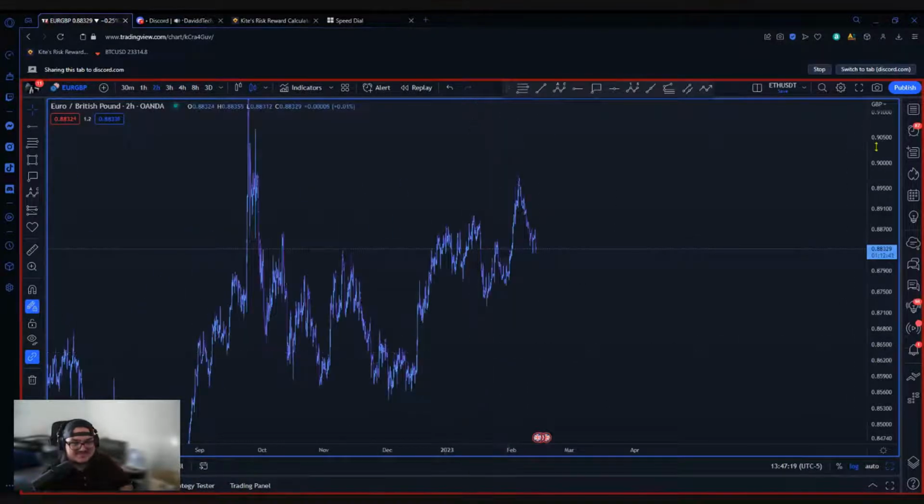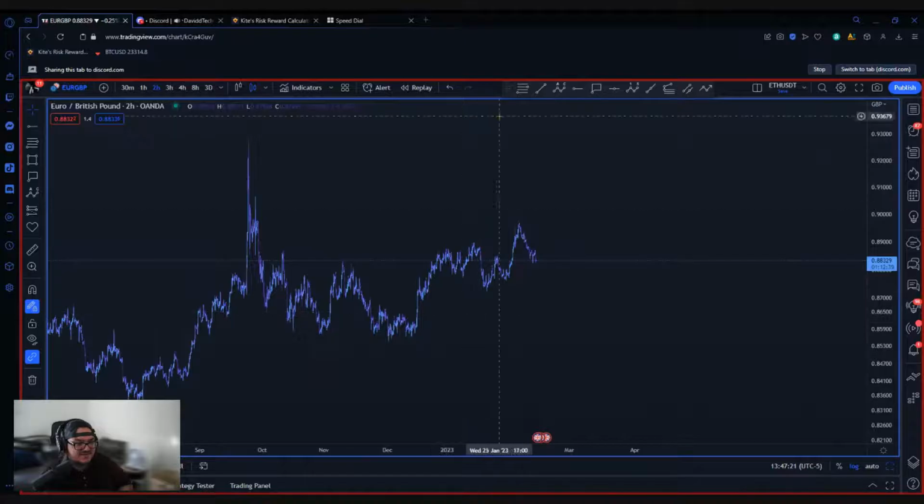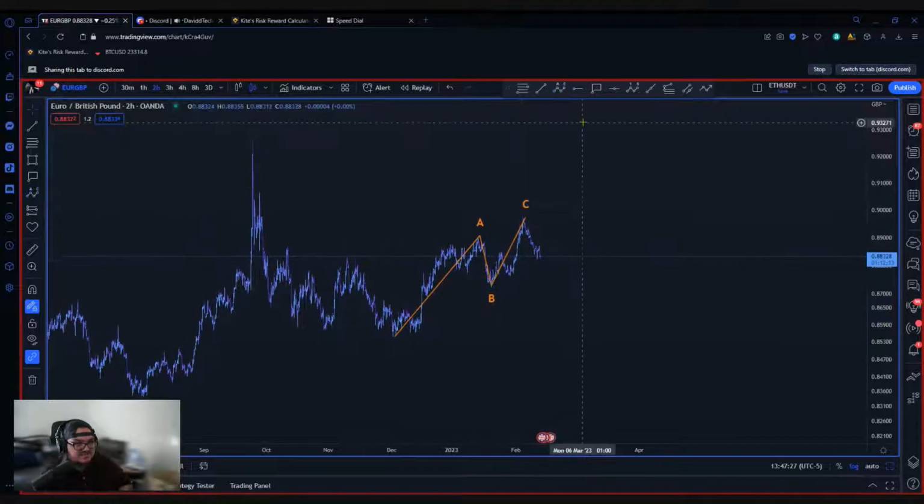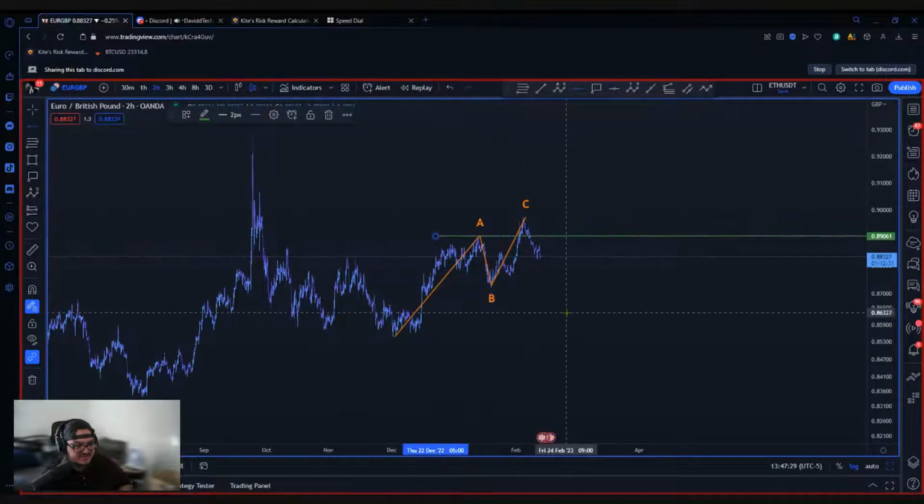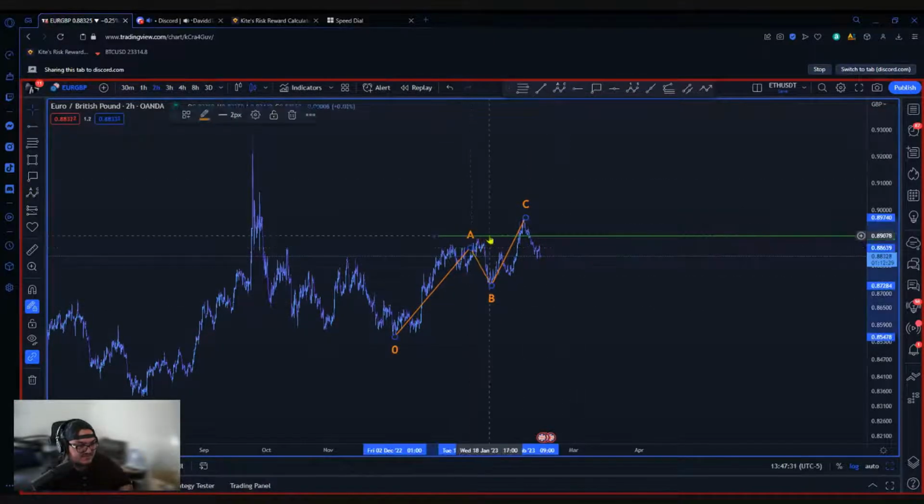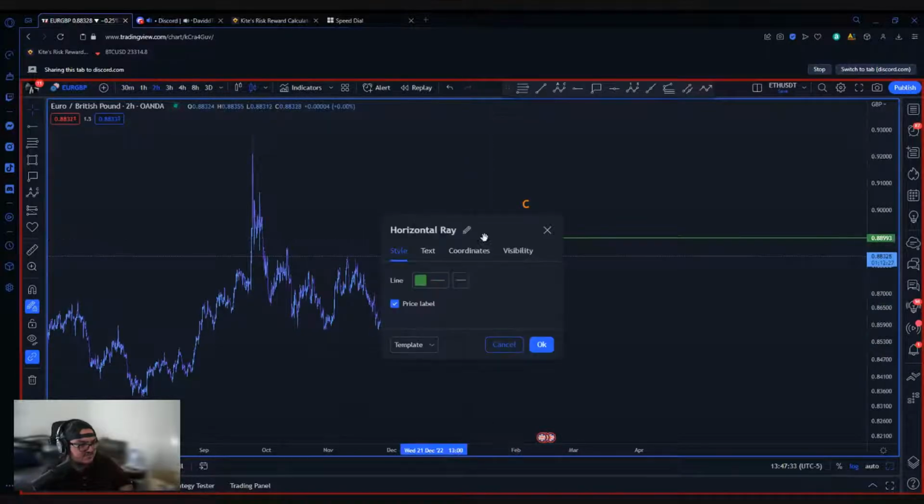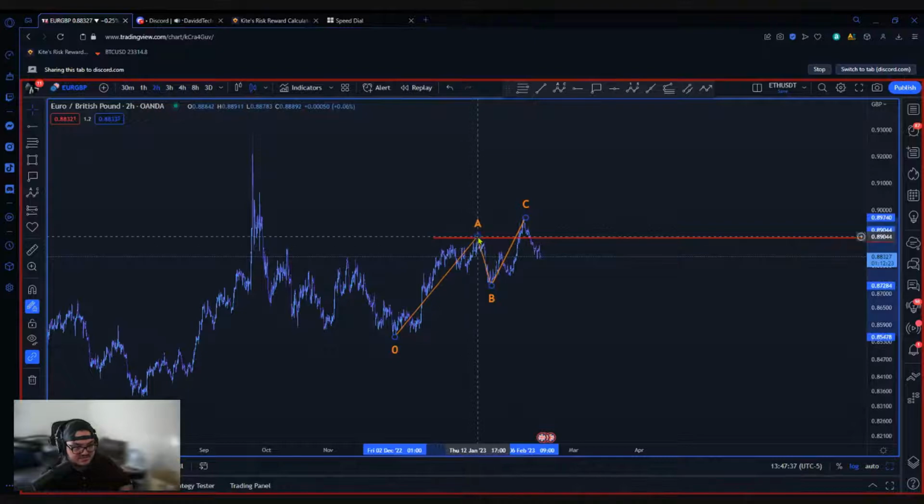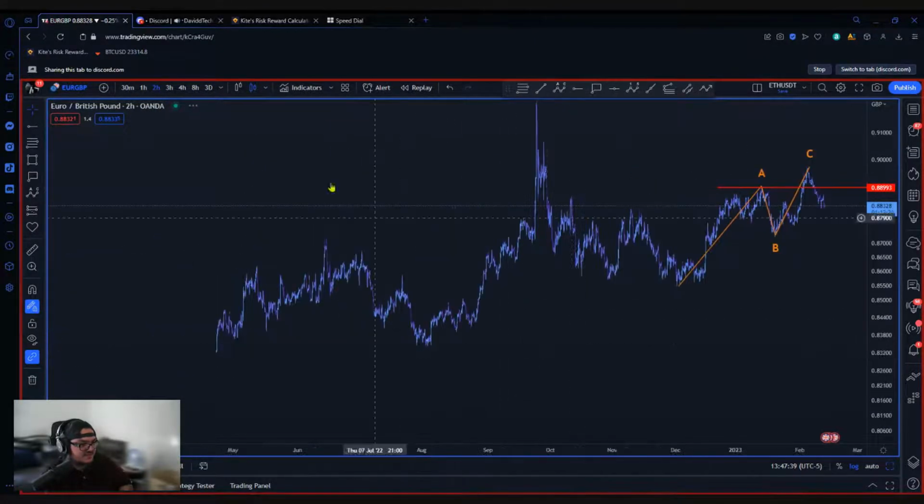No, I'm kidding. So pretty much what we got going on here is a very nice ABC, currently holding below that pivot. So on a much larger scale, this looks pretty good for a short setup.